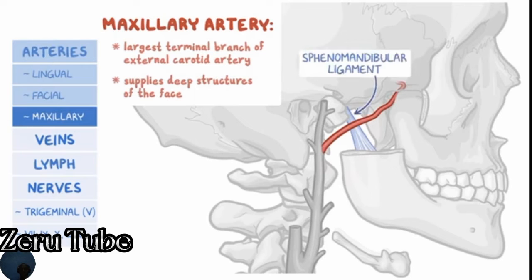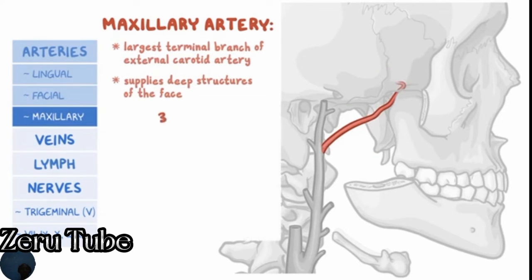So the sphenomandibular ligament is found posterior to the maxillary artery. Posterior to the maxillary artery, you can find the sphenomandibular ligament.